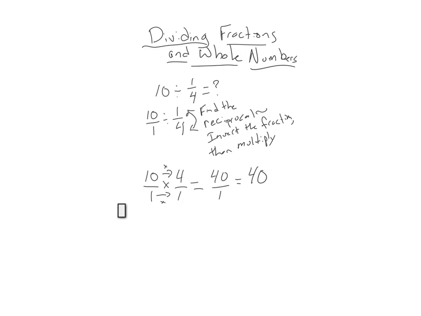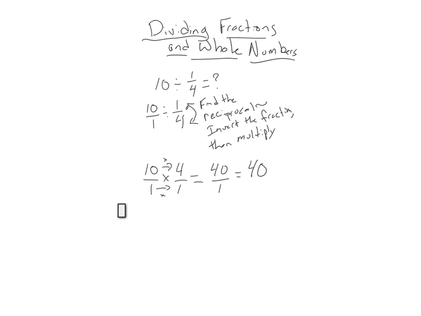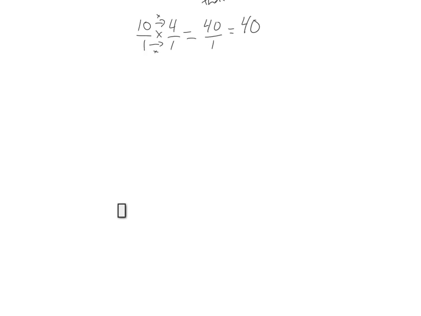So another way of thinking about that would be if I had 10 pounds of hamburger and I wanted to make quarter-pound burgers, I would be able to get 40 hamburgers out of that 10 pounds. Okay, so let's try another one, and this time we're going to divide a fraction into a whole number.